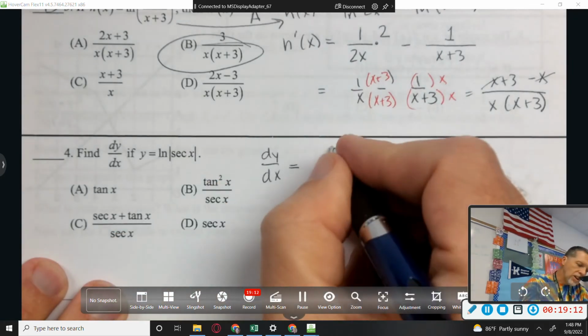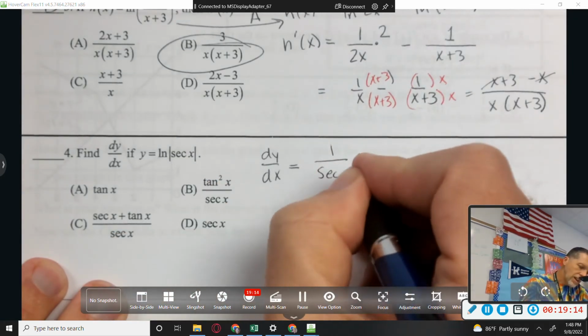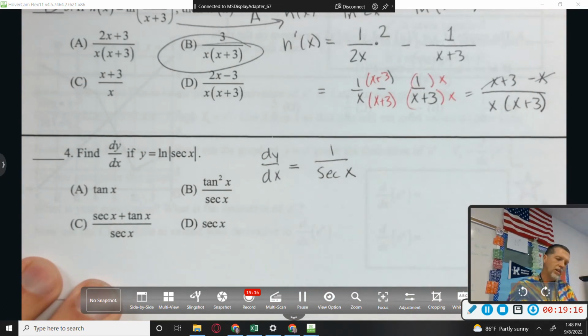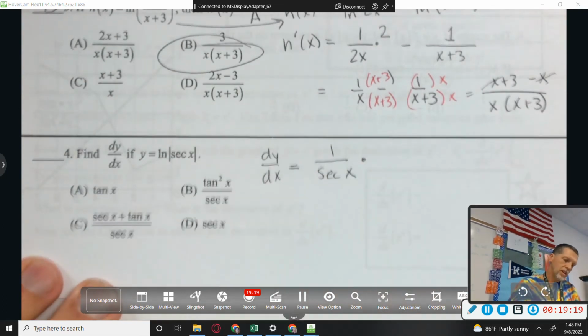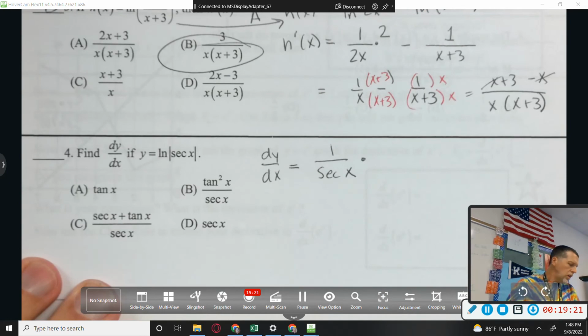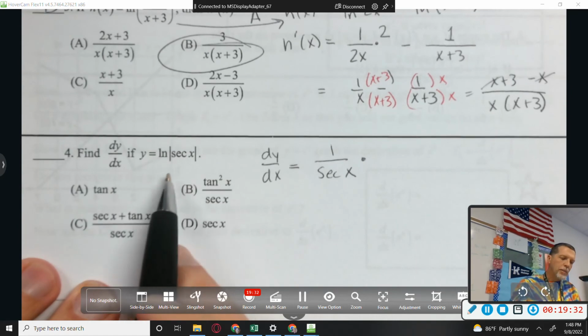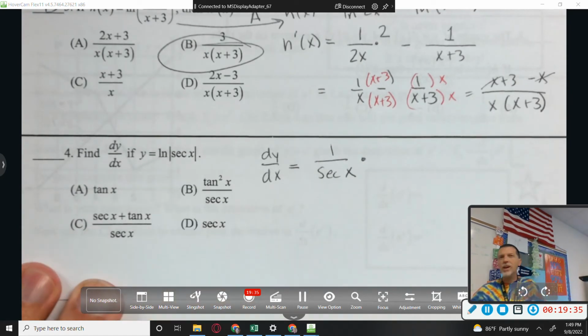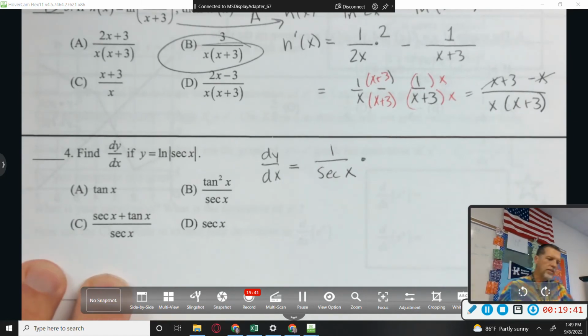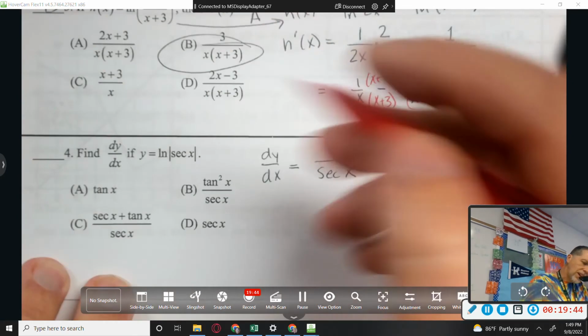Derivative of natural log is 1 over whatever we're taking the natural log of. But do we put the absolute value lines there? You don't, because, why is that? I think secant's not always positive. A lot of times natural log has absolute value bars because you can't log a negative number. Oh, okay. So that's part of why it works out. What's the derivative of secant? Secant tangent. Secant tangent.